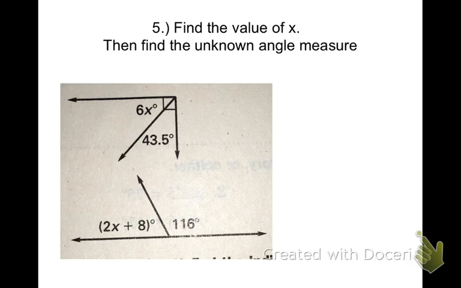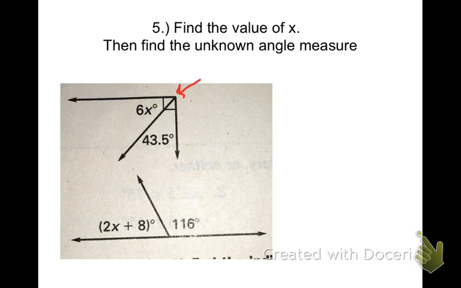Okay, find the value of x, then find the unknown angle measure. Some of this work might seem a little bit extra for you to have to do, but I do want you to go ahead and follow the directions and first find x, then find the angle measure. In the first one, I know that that box indicates that it is a 90-degree angle, even though it does not tell me that it's complementary. I know that a right angle has that notation.